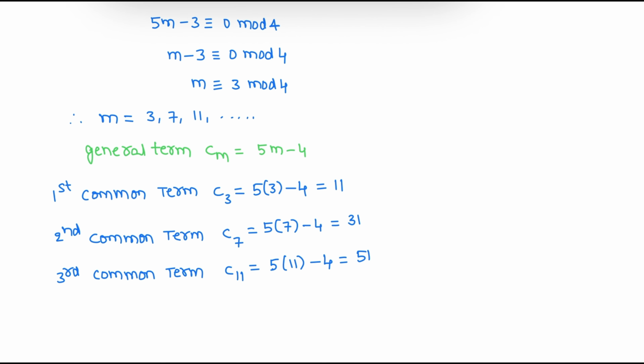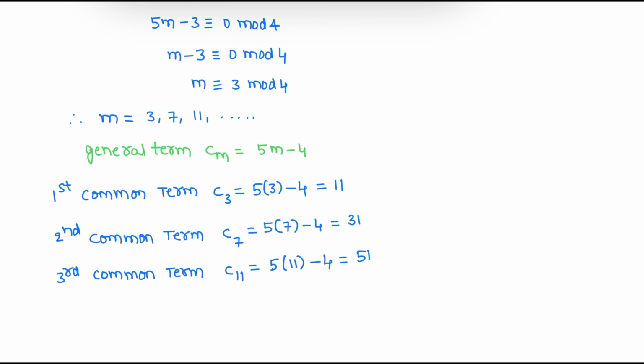So m minus 3 is 0 mod 4. m is equal to 3 mod 4. So from this, m is 3, 7, 11. So the general term is Cm equal to 5m minus 4. So keep m equal to 3. 5 3s are 15 minus 4. C3 is 11.